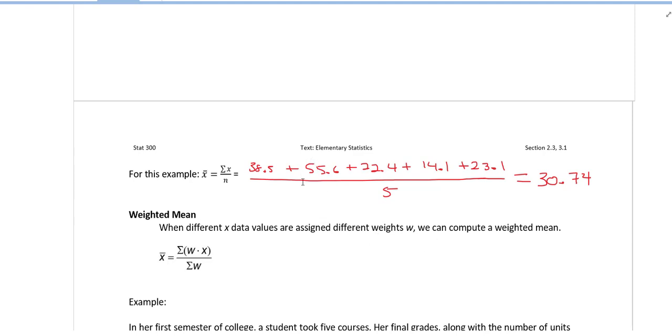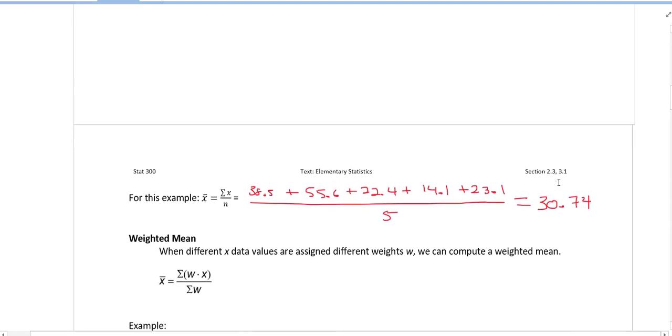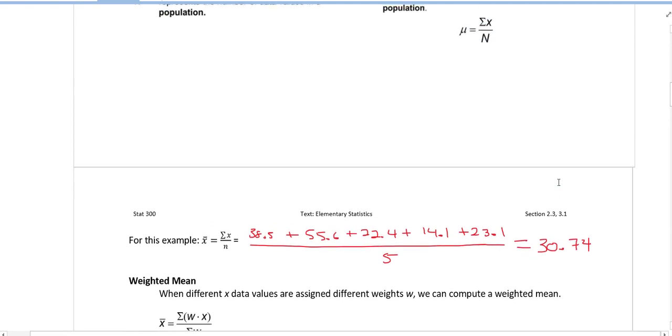Now notice that we did have a very large value here of 55.6 compared to everything else. That one was slightly higher, so that made the mean be higher than it might normally be. Another measure of center is the median. So let me just talk about that real quick. The median is the value in the middle of the data, so the middle value of a data set.